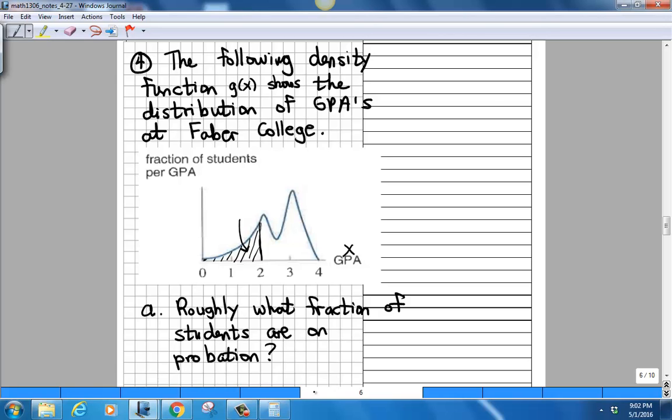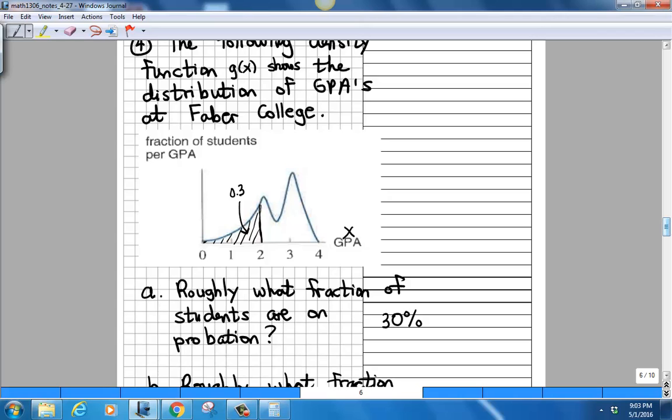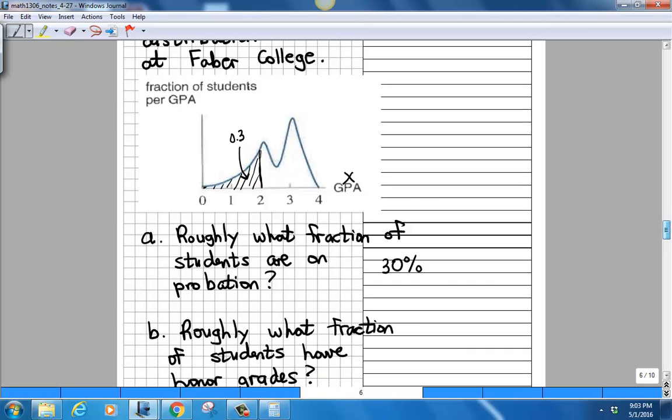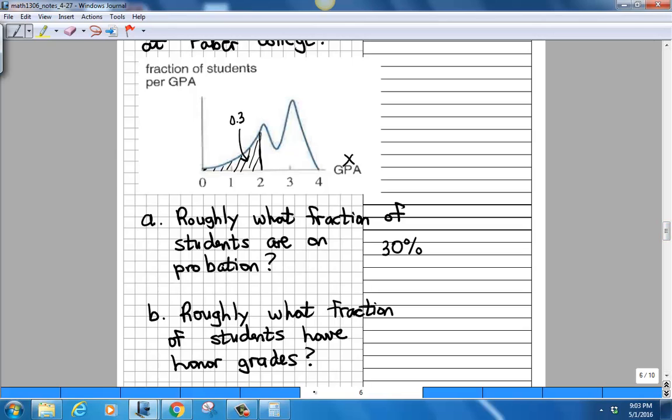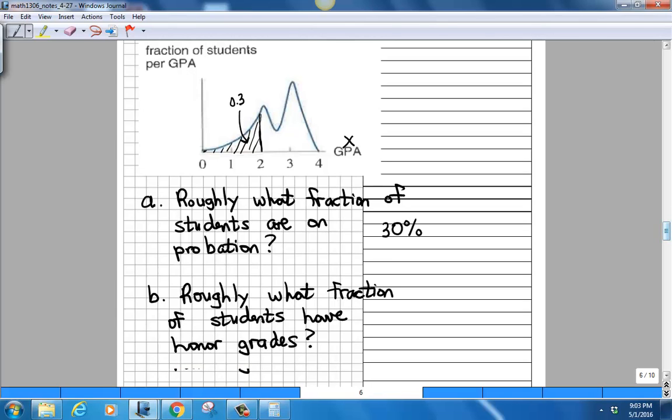So I'm going to go with a third there, or about 30%. I think the area from 0 to 2 is about 0.3, which tells us that about 30% of Faber College students are on probation. And again, that's a very rough estimate. You may have a slightly different idea for what the area of this shaded region is.